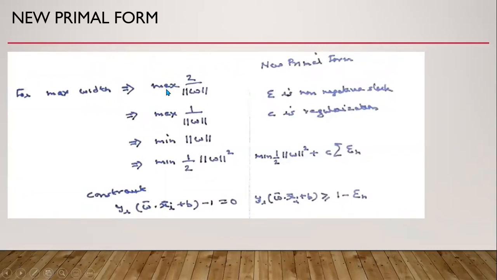So this was the case for perfect separation. If there is no perfect separation, then we can have a new primal form. We add a slack parameter and a regularization parameter. So we need to minimize half of the magnitude of vector w squared plus the regularization parameter times the summation of this slack parameter. And we get this constraint. So these are the two equations which are the final equations in primal form. And in dual form, we can use the Lagrange multiplier.